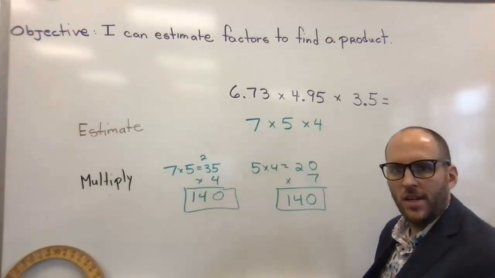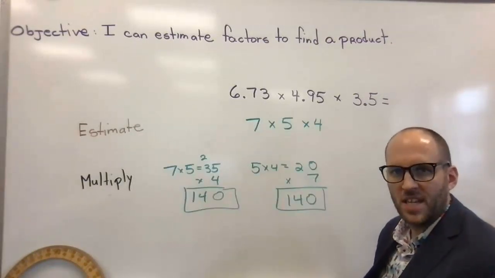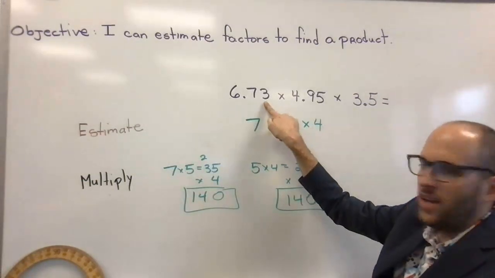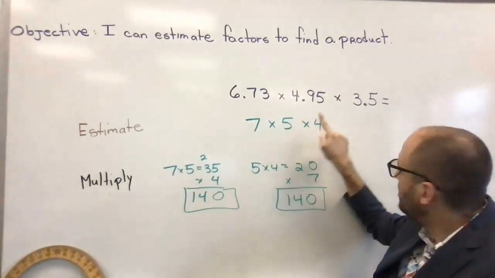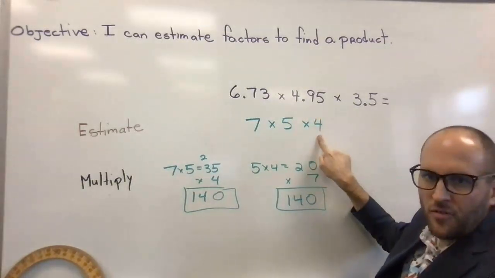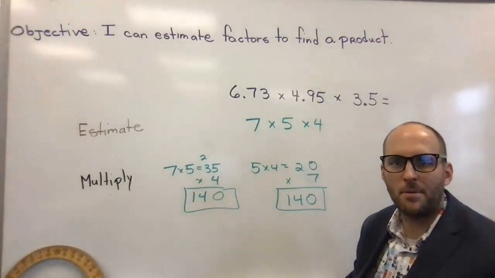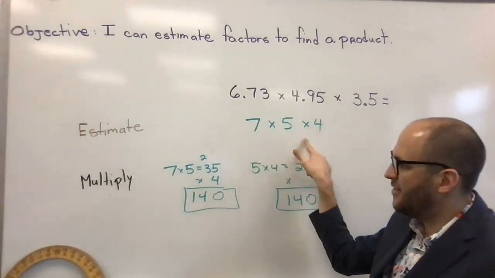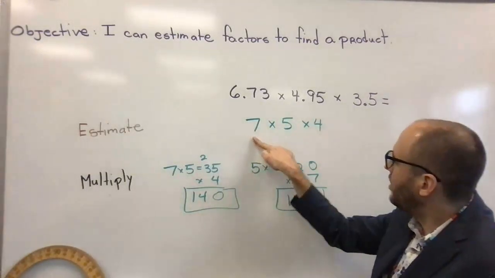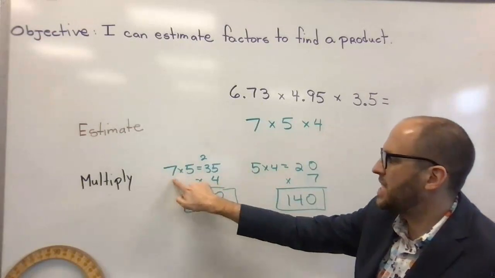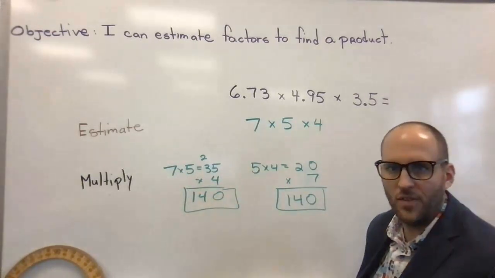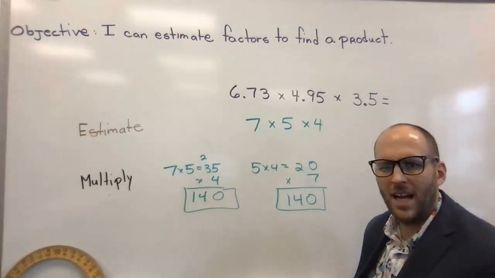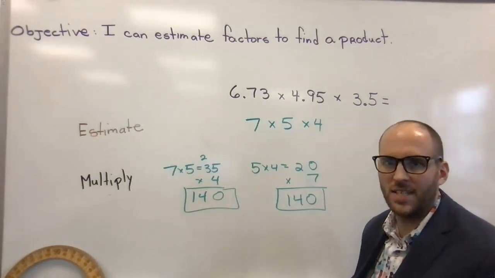You should have ended up with 140 for your answer, friends. Let's take a look at it. 6 and 73/100 rounded to 7. 4 and 95/100 rounded to 5. And 3 and 5/10 rounded to 4. Now, the commutative property tells us we can multiply these in whatever order we want. If you went in order of the problem, you would have had 7 times 5 equals 35, and then multiplied by 4 equals 140. But my mind likes to look for things that have zeros or end in tens.